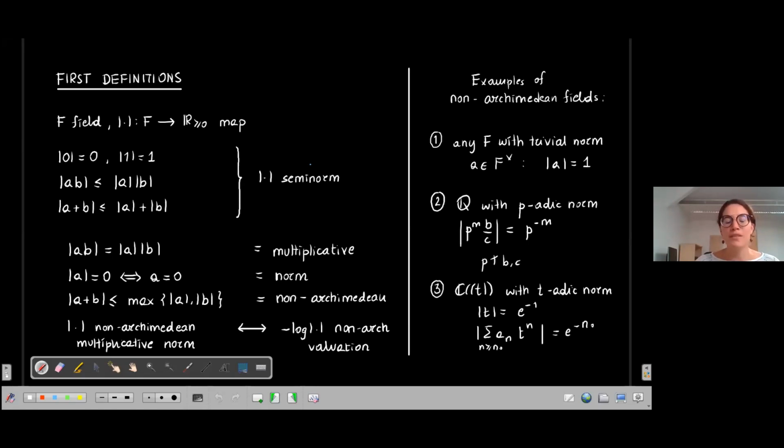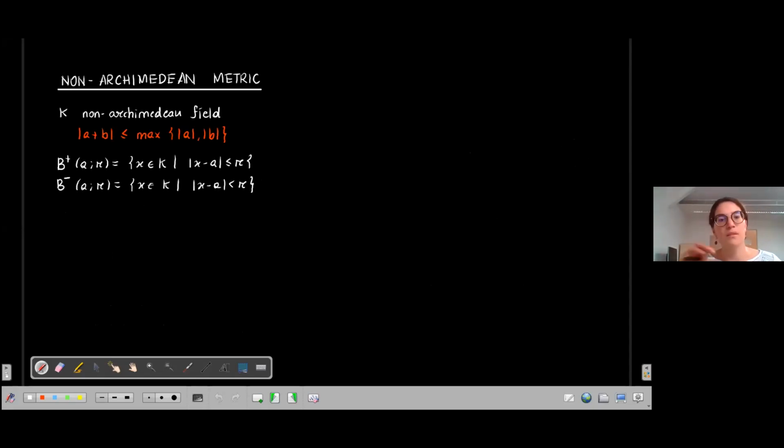So in particular, we are interested in looking at the balls that we can define on a non-Archimedean field. This is the setting now: from now on I will fix a non-Archimedean field, which I will denote K.